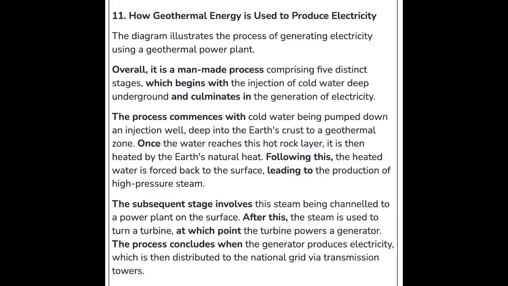The subsequent stage involves the steam being channeled to a power plant on the surface. After this, the steam is used to turn a turbine, at which point the turbine powers a generator. The process concludes when the generator produces electricity, which is then distributed to the national grid via transmission towers.